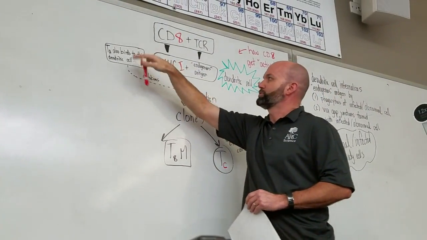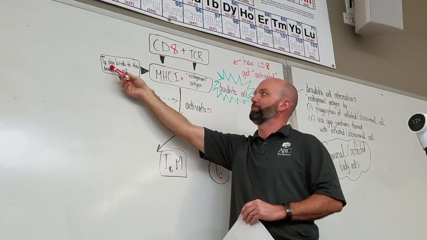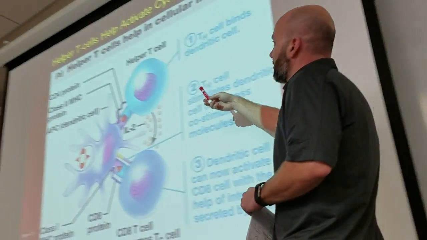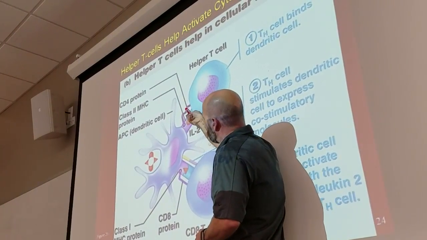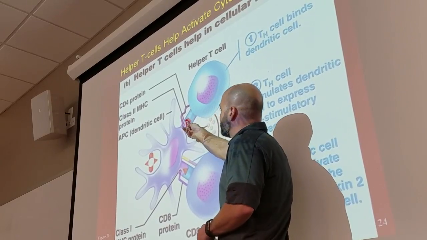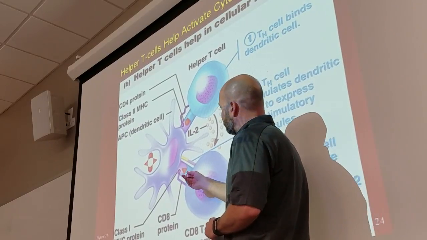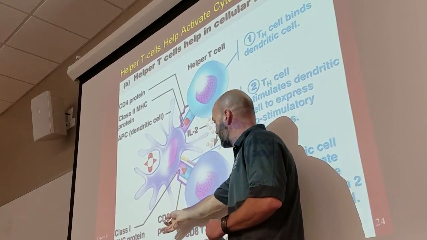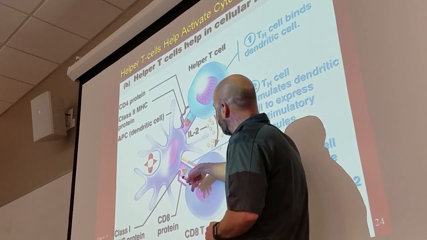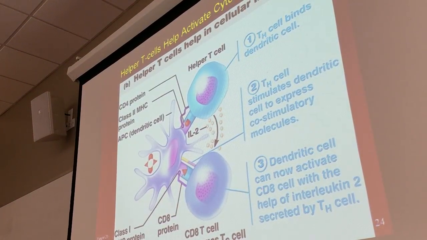Now I didn't want to show all the details as far as how the helper is binding, so I just made one little arrow and just a little note. Helper T also binds to this dendritic cell at the same time. But if you want to see what it looks like, it's right here. Here's the helper using its CD4 protein to join up with the class 2 MHC, using its T cell receptor to join up with the antigen. And then here you have your CD8 using its CD8 cluster differentiating proteins to bind to the MHC class 1, and then its T cell receptor to bind to the antigen. So that's how you activate CD8s.